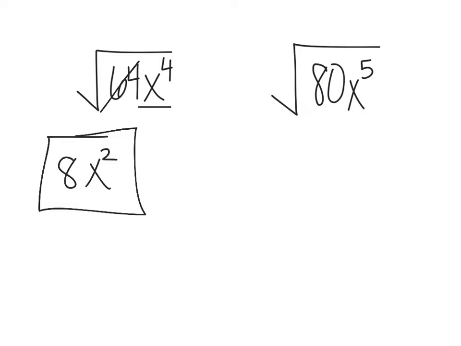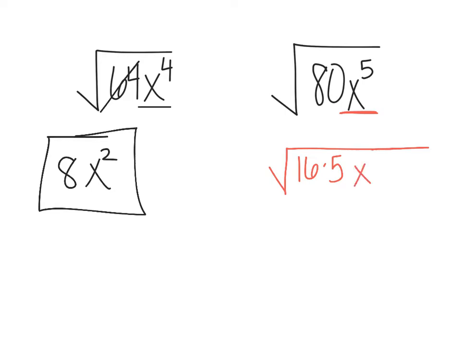Okay, let's try another one. 80x to the 5th. So I'm going to break that up into some perfect squares. So 80, I know 4 times 20 would be 80. And I think there's something a little bit higher. How about 16 times 5? Okay, and then x to the 5th, here's how I'm going to break this up. Usually I look for even numbers, because I can do the square roots of even numbers with exponents.